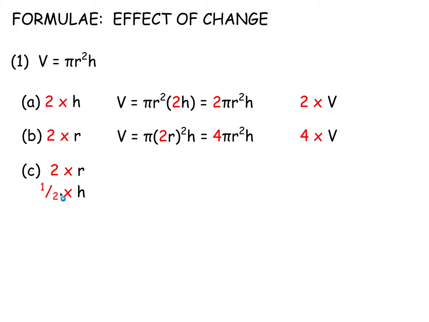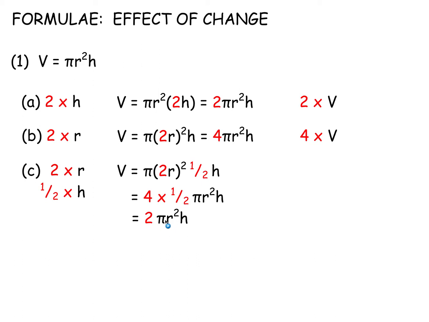Here, double the radius and half the height. What effect would that have? So I replace the r with 2r, remember to square the whole thing, and the h with a half h. That's 4r squared when I break the brackets here, and the 4 is going to multiply the half, and that gives me 2 pi r squared h at the end. So it went from pi r squared h to 2 pi r squared h. The volume's doubled. So double the height, double the volume, double the radius, got 4 times the volume, and here double the radius and half the height, resulted in twice the volume.